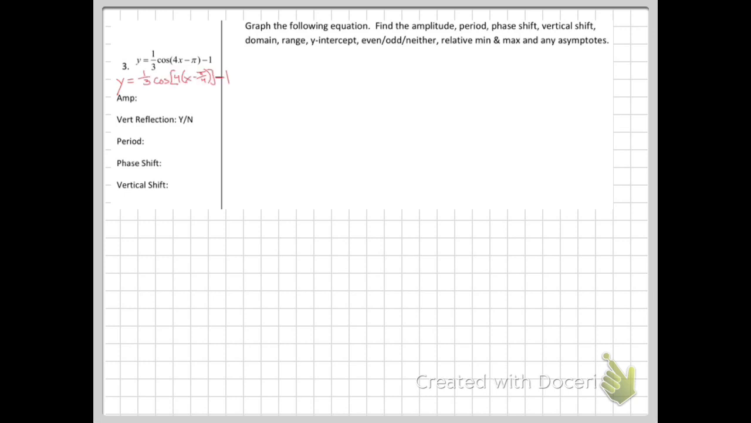Okay, check your graphing form with mine. 1/3 is going to help us with amplitude, vertical reflection. That 4 is going to help me with the period. When you divide by 4, you get minus pi over 4 for your C value, which will tell us phase shift. And the -1 will tell me my vertical shift, and is also going to be the midline of my graph. See how many of those answer blanks you can fill in.